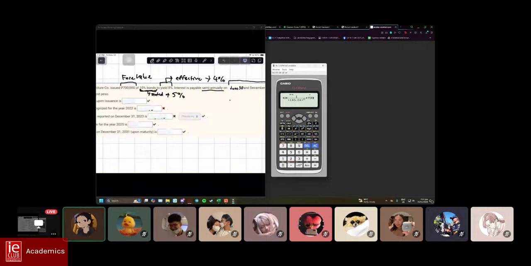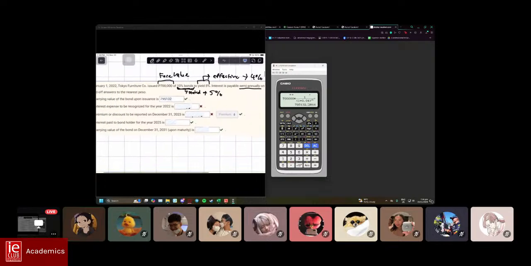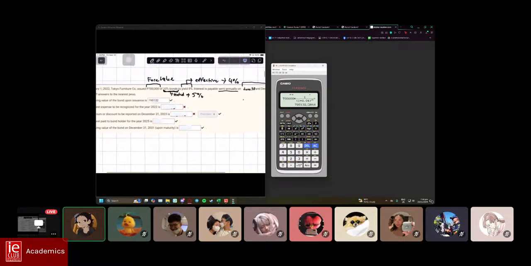And then here, this is the installment payment, 700,000 times 0.05. Here we use 5% because in the formula it's P, which is the payments. Since in actuality the company will just be paying the face value and the stated rate, we use 5% here. But when we're trying to get the true value, like the present value, we use the effective rate, because that's really the yield we're looking for. 0.04 to the power of negative 20 all over 0.04. Hopefully that's right, guys. So you get 795,132. Then interest expense to be recognized for the year 2022 is what?